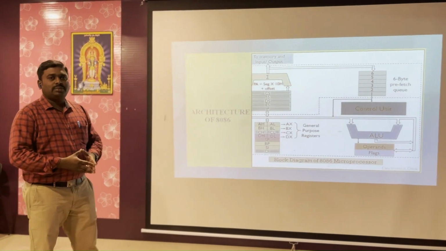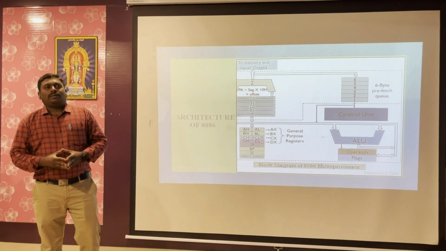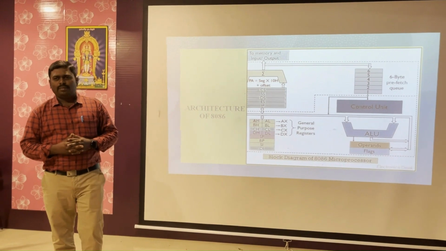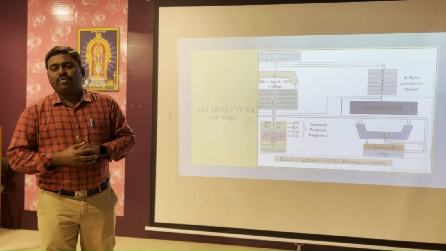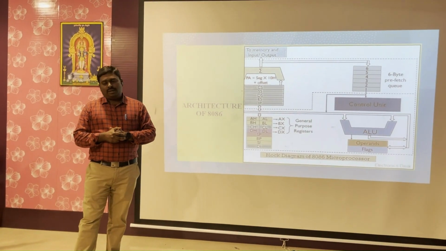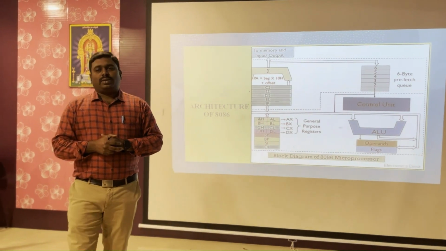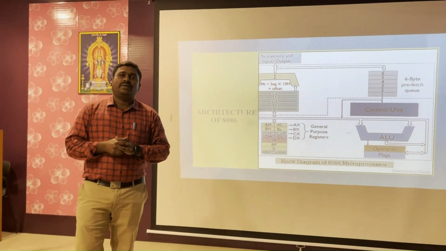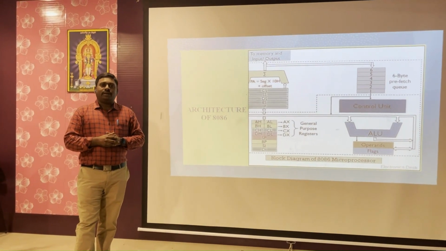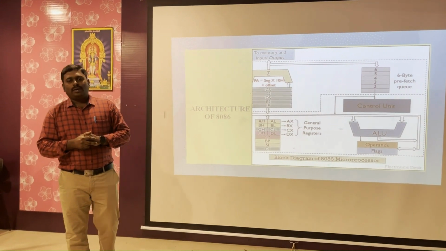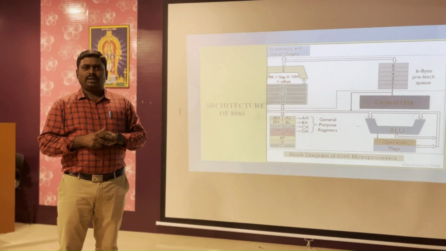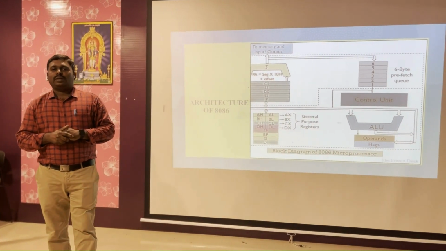Next, coming to the subject of architecture. Before going to the architecture, why do we say it is a 16-bit microprocessor? We know that it works at a frequency of 5 MHz. Also, there are two more variants of the 16-bit, 8086-1 and 8086-2, which may operate at frequencies of 8 MHz and 10 MHz. Now we are discussing the 5 MHz one. Coming to the architecture, it has two major units: one is the bus interface unit, and the other is the execution unit.